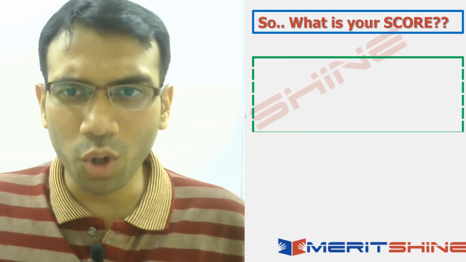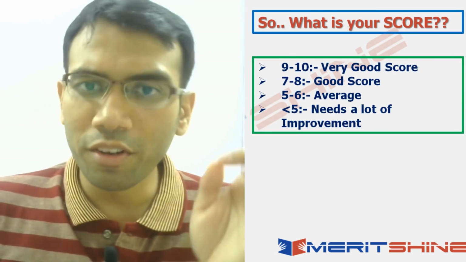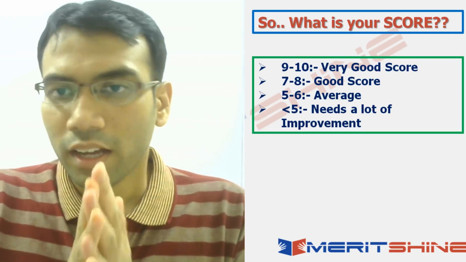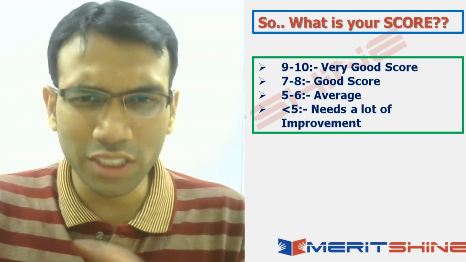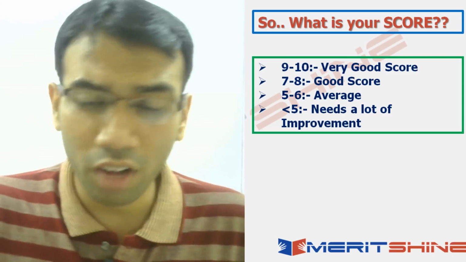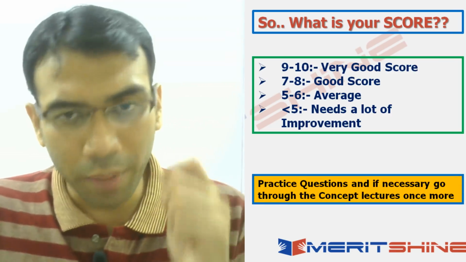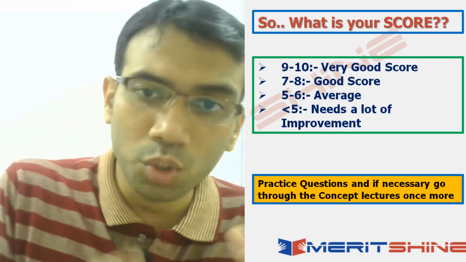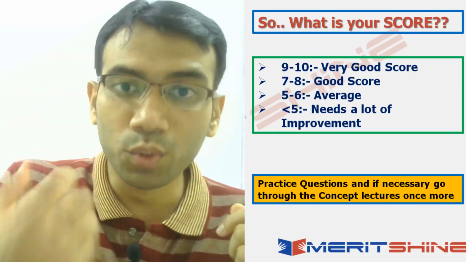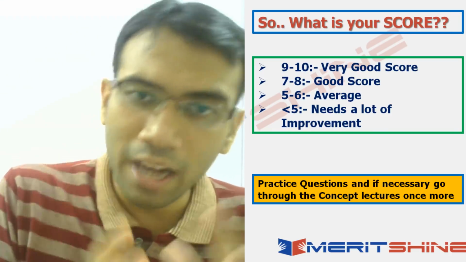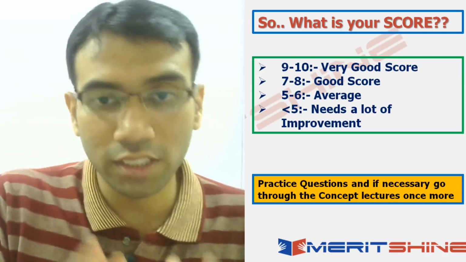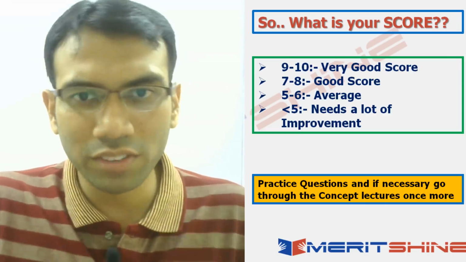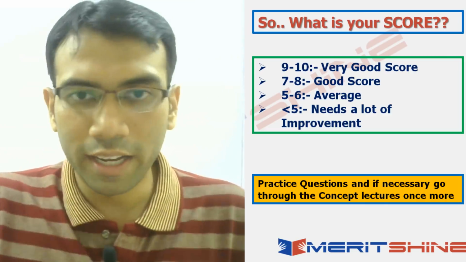So let's see what would be a good score here. 9 to 10 out of 10 would be a very good score. 7 to 8 is a good score. 5 to 6 is an average score, and less than 5 you need a lot of improvement. I would suggest that you practice questions, and if necessary go through the concept lecture once more, so that you get the hang of applying the mother rule for doing the grammar question. So this is very necessary, my dear friends, that those who are less than 5 or 5, 6, they need to work a lot at grammar.